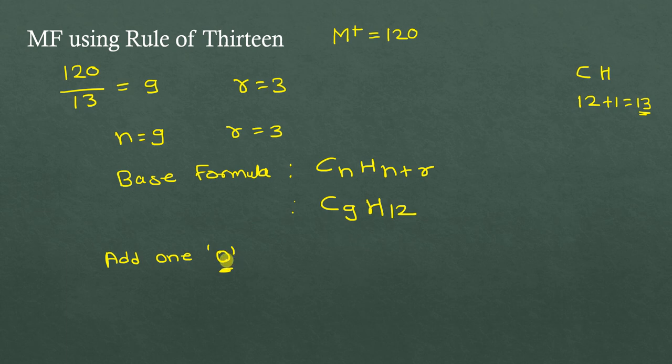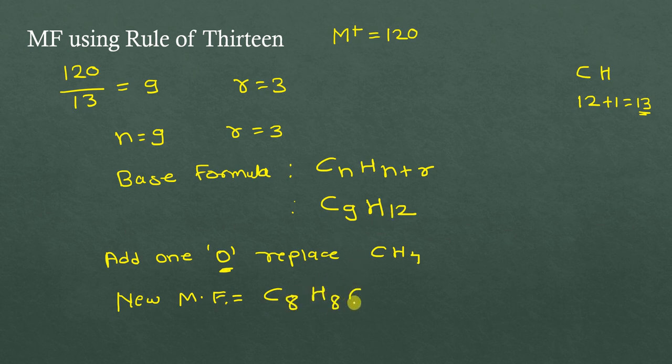So for oxygen it is 16, so we need to replace CH4 from this. We'll replace CH4, so 12 plus 4 will be 16. So we'll add one oxygen and replace CH4, so the base formula will convert to a new molecular formula, which will be C8H8 and oxygen. We have replaced one carbon, so C8, and we have replaced 4 hydrogen, so H8. So this is the new molecular formula we will get.